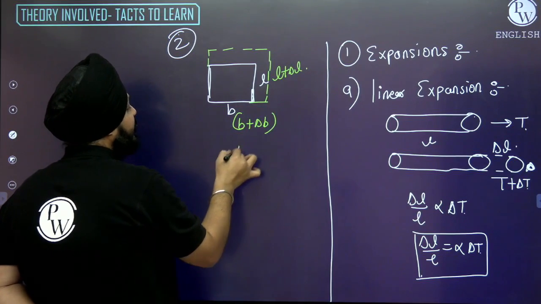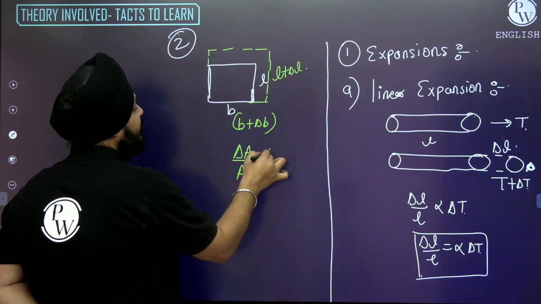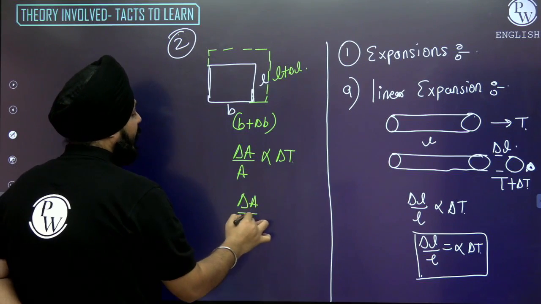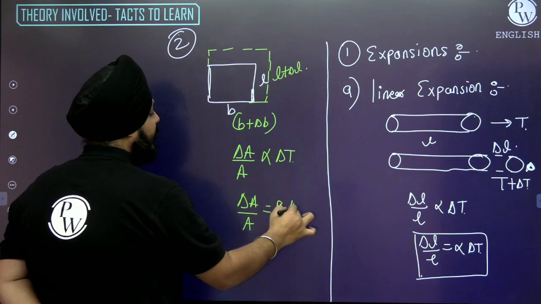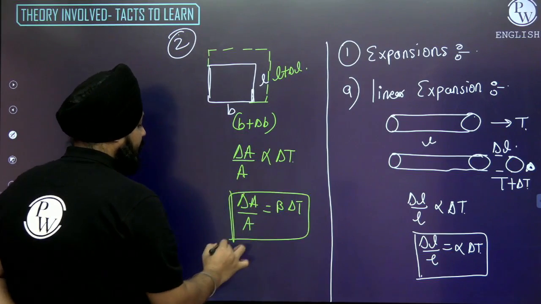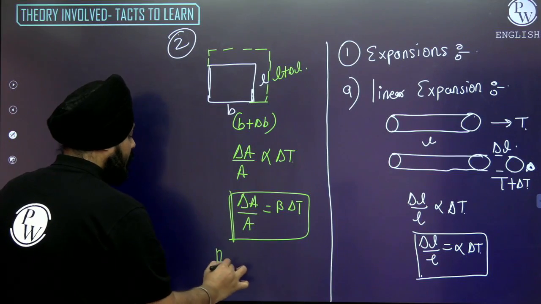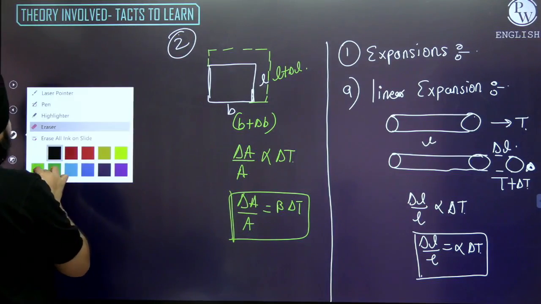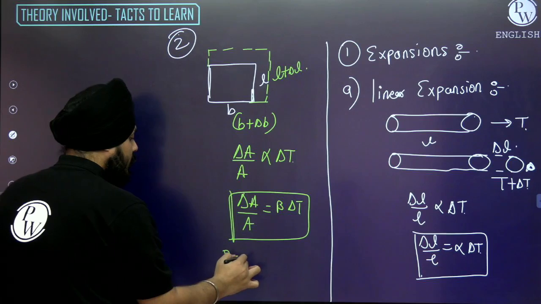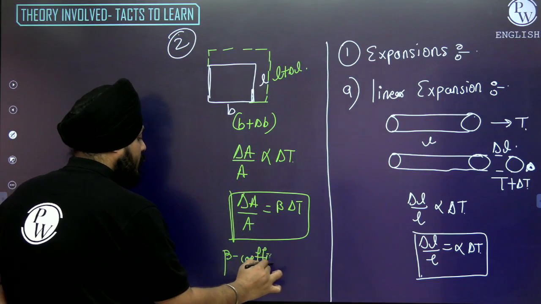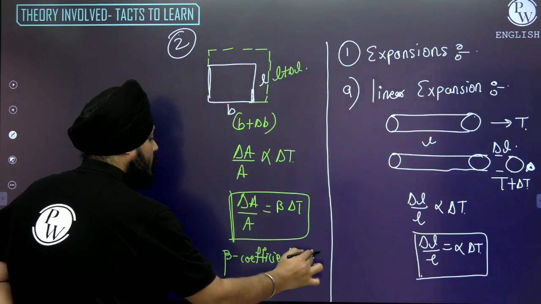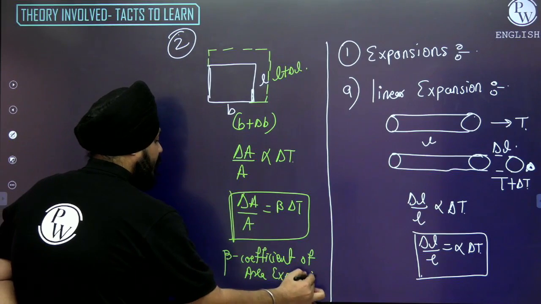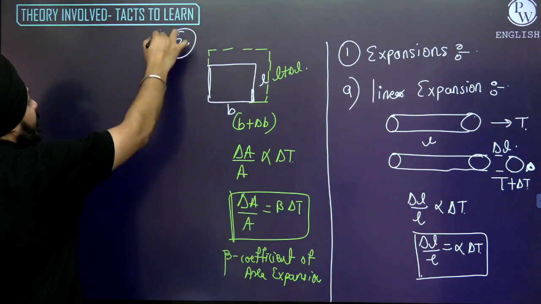So in this case, delta A by A is directly proportional to delta T. So delta A by A is equal to beta delta T, where beta is the coefficient of area expansion. And alpha is the coefficient of linear expansion.